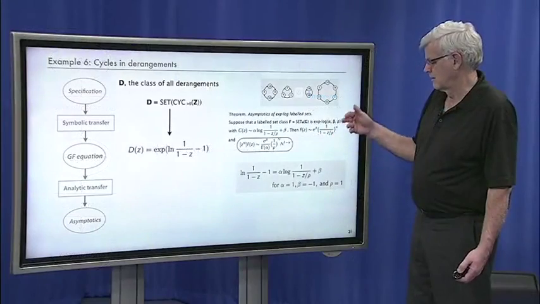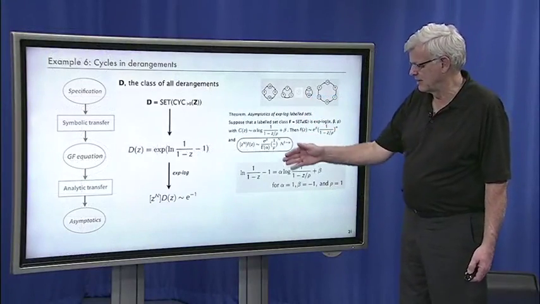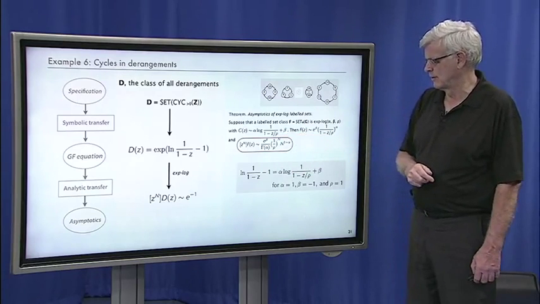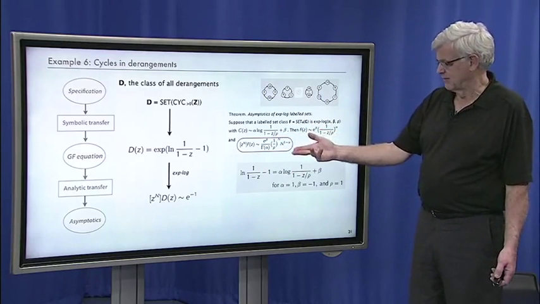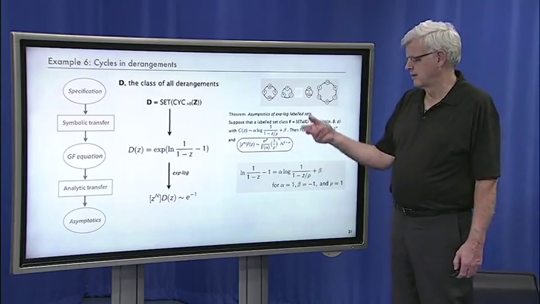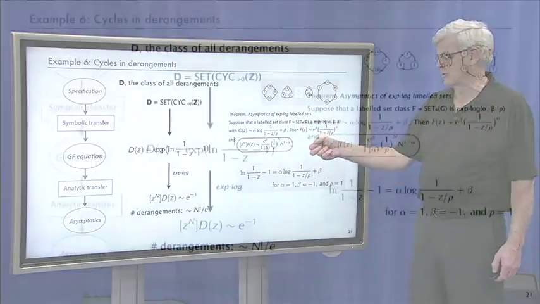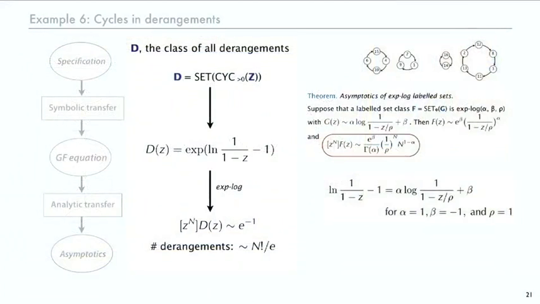So when we now apply the theorem, we get the same answer, except that because of the e to the beta, we get e to the minus 1. And that's a familiar result. The number of derangements, we have to multiply by n factorial. It's n factorial over e.